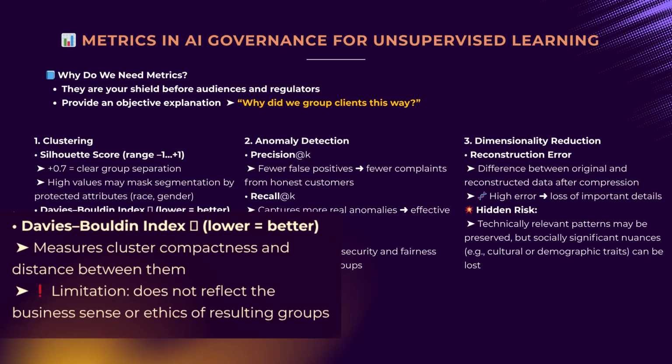The Davies-Bouldin index measures cluster compactness. A low index helps choose the optimal number of clusters, which is important for documenting decisions. But it doesn't account for the business meaning of the resulting groups.